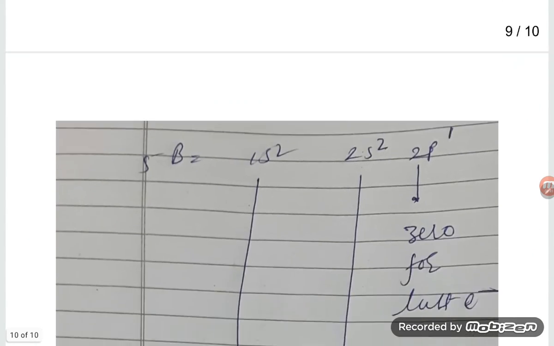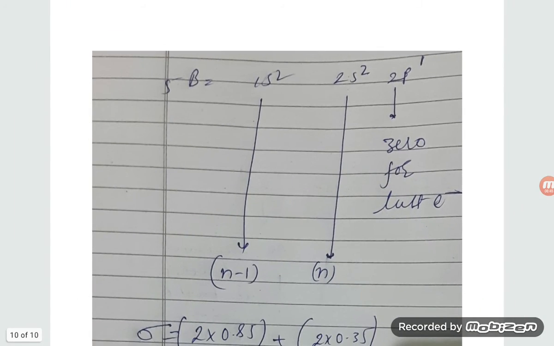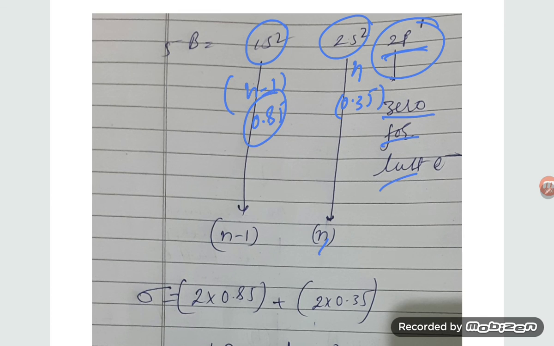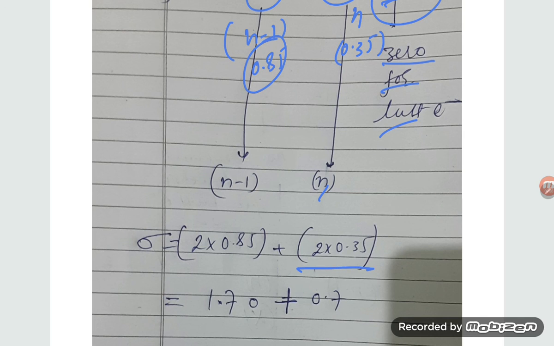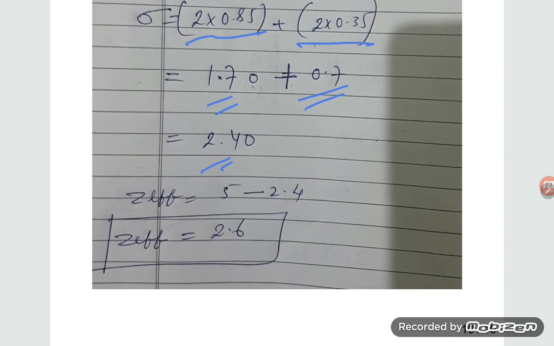For lithium we have already calculated. Beryllium, boron, if you want to calculate boron also, how much is there? For the last electron they are taking 0. So here is 2 electrons in the n orbit, and this is n minus 1. So the n orbit means 0.35 and n minus 1 is 0.85. So how much is coming, student? 2 electrons give 2 into 0.35 and 2 into 0.85. If you multiply, 0.7 and 1.7, that is 2.4. So Z effective how much? 5 minus 2.4, 2.6 is coming.